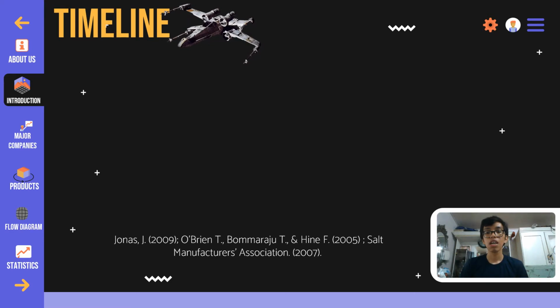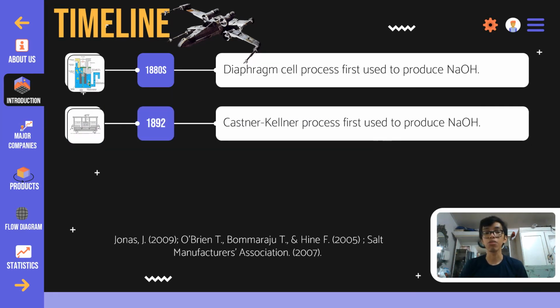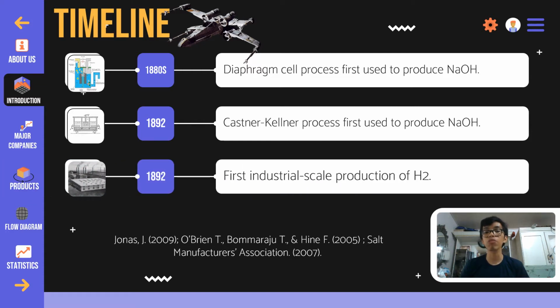Now, during the late 1880s, the diaphragm cell process was first utilized to produce sodium hydroxide solution. In 1892, the Kastner-Kellner process, more widely known as the mercury cell process, was first used to produce sodium hydroxide solution. And in that same year, the first industrial-scale production of hydrogen gas took place.